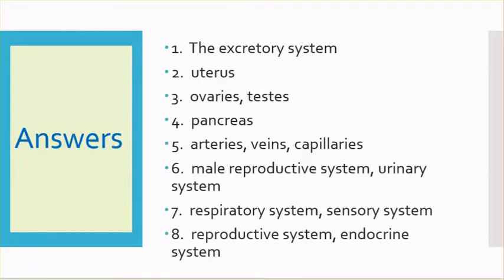Number 1, the excretory system. Number 2, uterus. Number 3, ovaries, testes. Number 4, pancreas. Number 5, arteries, veins, capillaries. Number 6, male reproductive system, urinary system. Number 7, respiratory system, sensory system. Number 8, reproductive system, endocrine system.